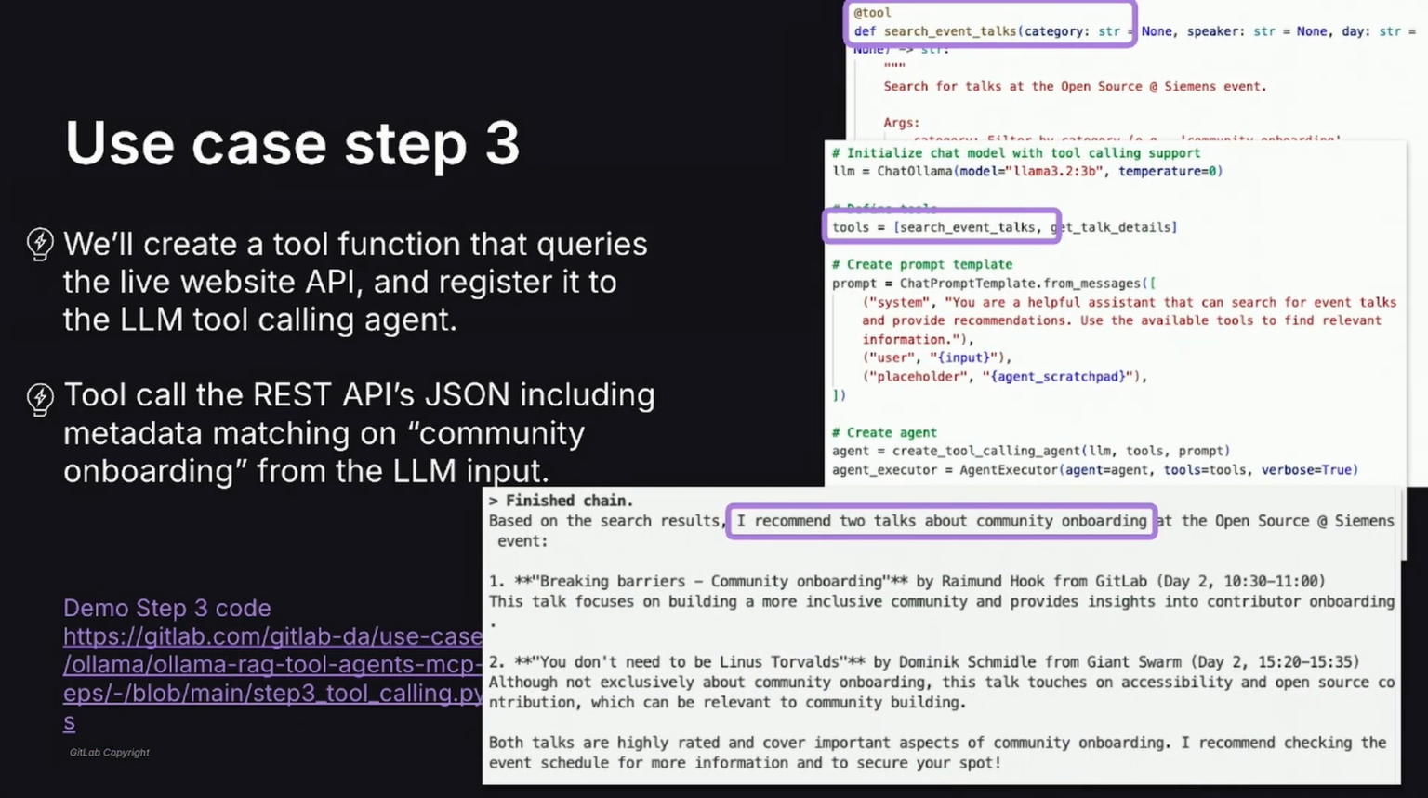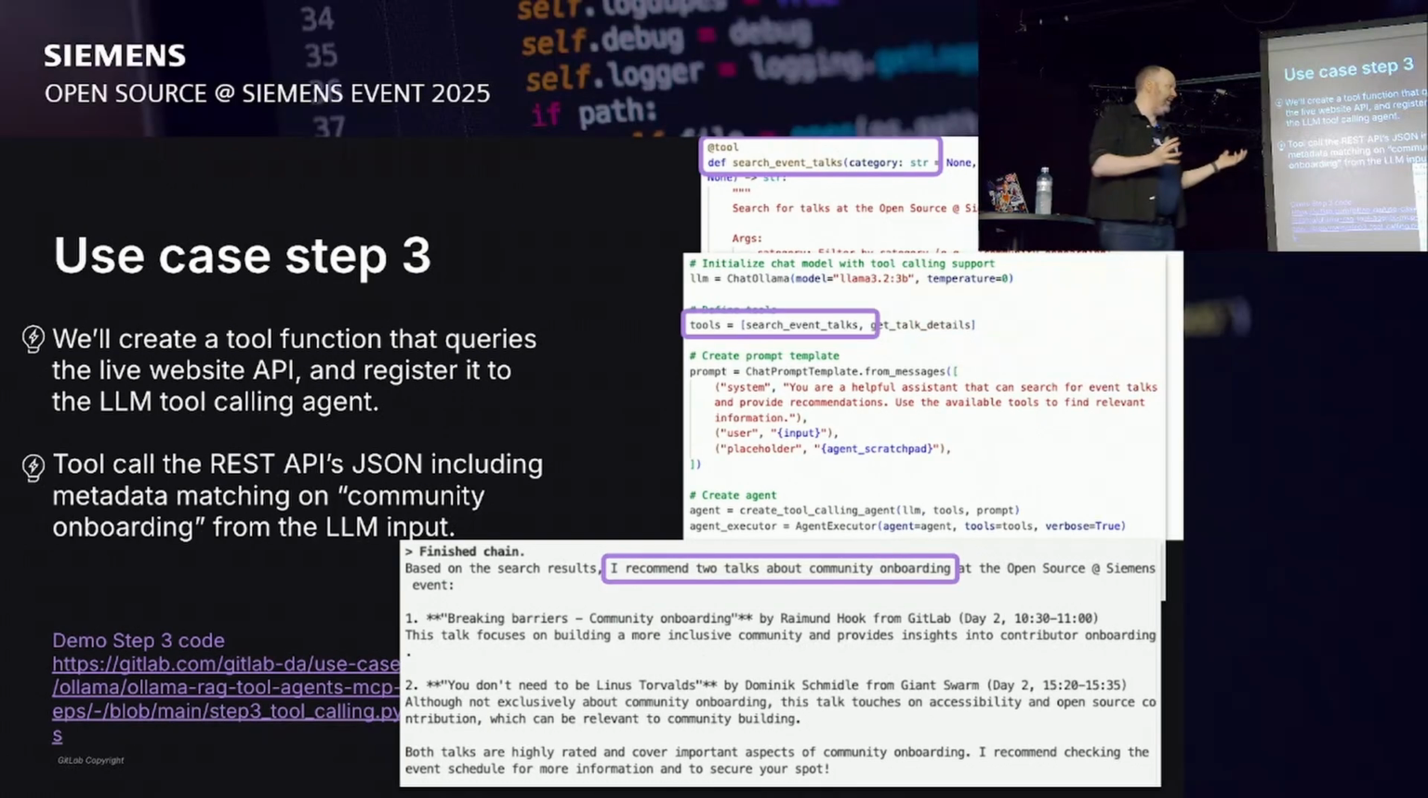And then as a second step, create a tool function that gets registered, like search event talks, which then queries our web server or the API live, uses the response and puts it into the AI context. And based on that, the LLM then said, I recommend 2 talks about community onboarding. One is Breaking Barriers Community Onboarding by Raymond Hook, which is tomorrow, so over there. And You Don't Need to Be Linus Torvalds by Dominik Schmiedle from Giant Swarm, which I think is a lightning talk tomorrow. So this was actually more accurate results on the existing data, just with a refined data format.